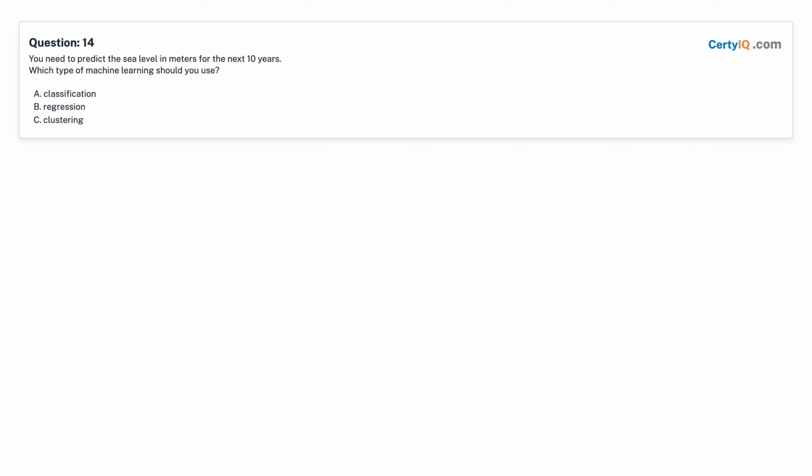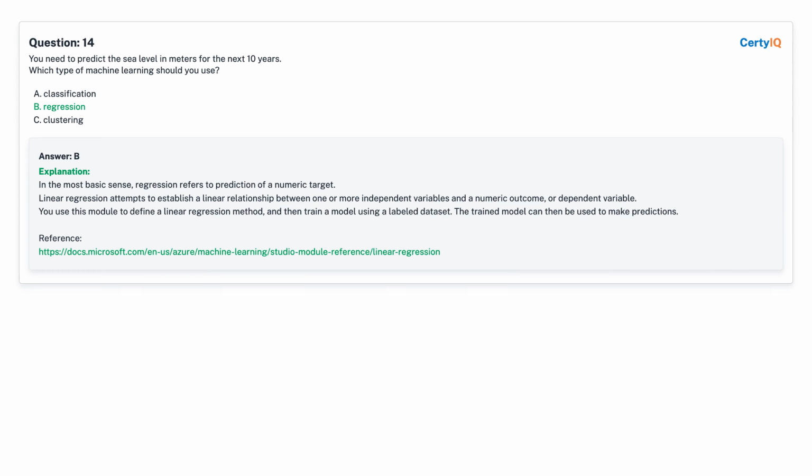Question 14. You need to predict the sea level in meters for the next 10 years. Which type of machine learning should you use? A. Classification. B. Regression. C. Clustering. Answer is B. Regression.